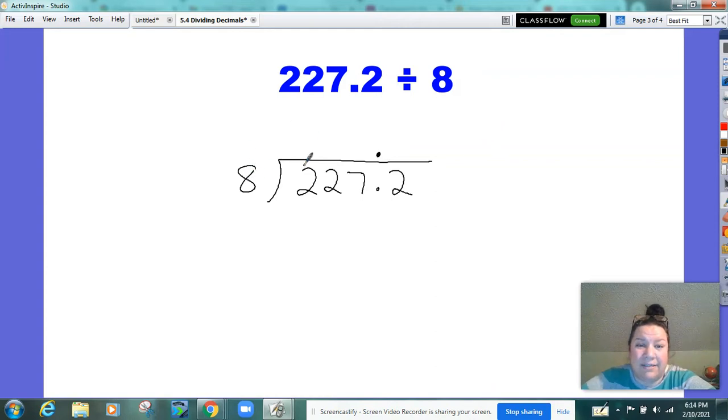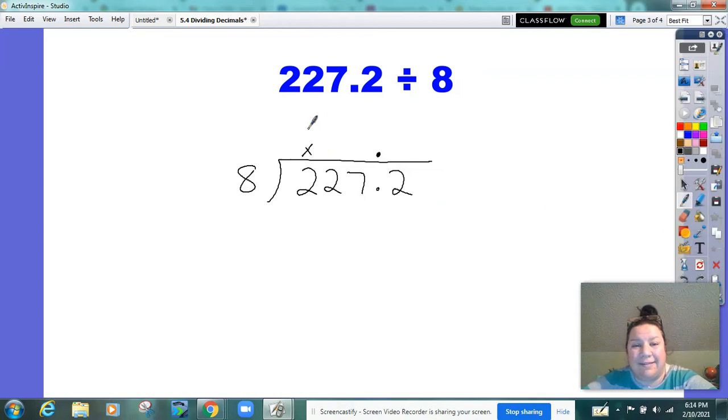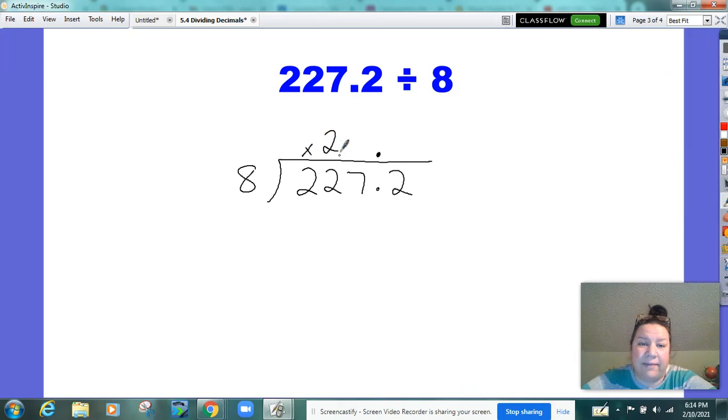So I will say 8 does not go into 2. I can make no groups of 8. So now I'm looking at 22. So how many 8s are in 22? Well, just 2 of them, which is 16. If you can figure out 22 minus 16 in your head, great. If not, you will regroup and get 12 minus 6, which is 6.